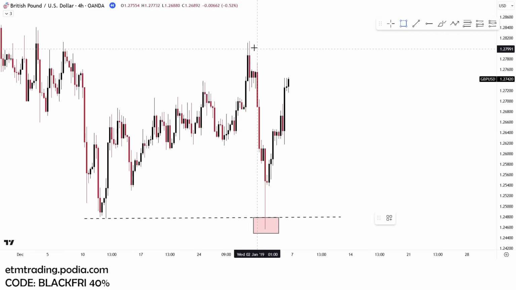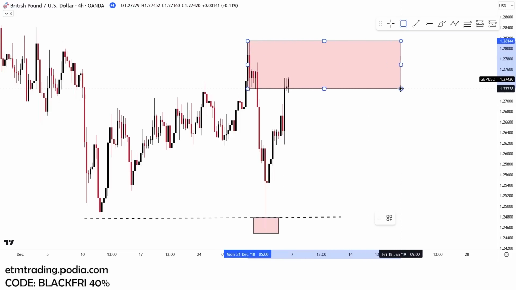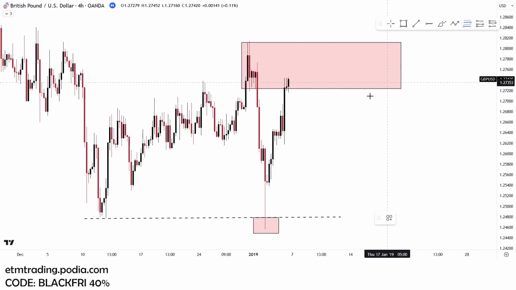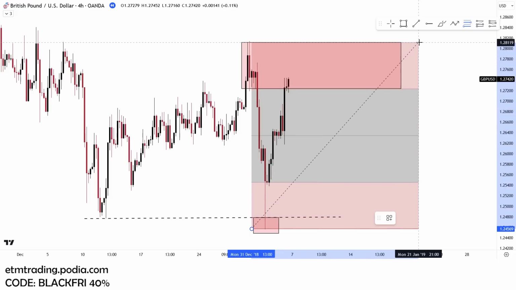And what do we have here? We have an extreme supply level. And the reason we don't simply mark up this level is because this is the entire area. If you just simply target the order block, you're going to miss out on the entire zone.